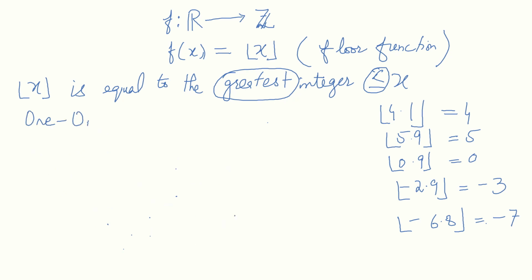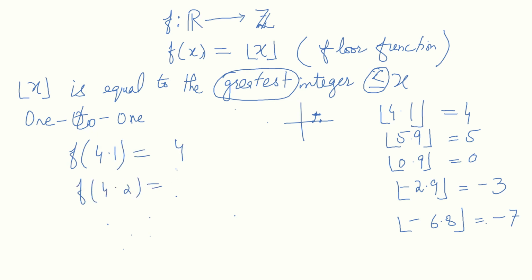Is f one to one? From the graph we can see that f is not one to one because the numbers between two consecutive integers map to the same integer. It means that the same number has multiple inverse images. So f is not one to one. We just need to prove the existence of two different numbers which map to the same integer in the codomain. f of 4.1 is equal to 4. f of 4.2 is equal to 4. So I think that is sufficient to prove that f is not one to one.